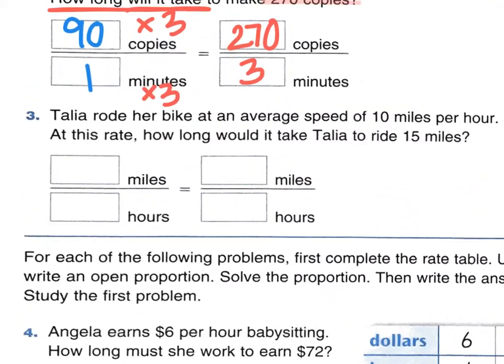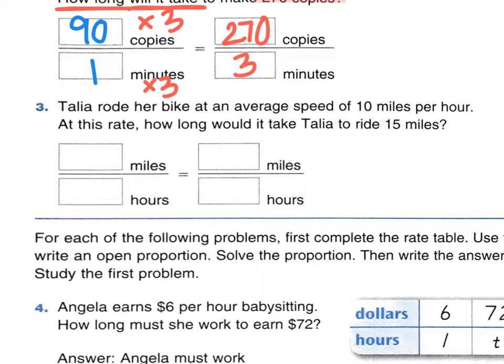All right, our final problem here that we're going to look at together. Talia rode her bike at an average speed of 10 miles per hour. So what do you think we're going to write in the proportion? All right, hopefully you answered with 10 miles per 1 hour. Now it's asking at this rate how long, so we don't know how long, would it take Talia to ride 15 miles.